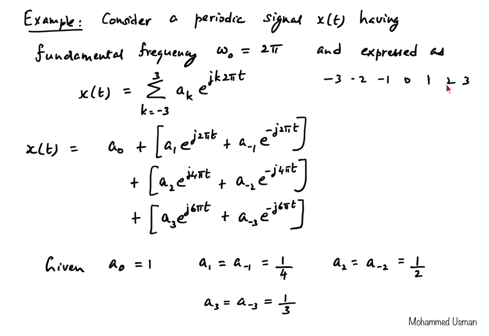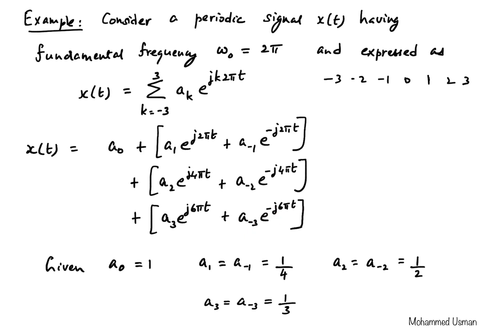Similarly, when k equal to 2 and -2, we get a2 e power j 2 into 2 pi, which is 4 pi t, and similarly for minus 2 it is a minus 2 e power minus j 4 pi t. Again, e power j 4 pi t and e power minus j 4 pi t are complex conjugates of each other, and they have the same frequency, which is 2 times 2 pi, which is 4 pi. And the last components we have are for 3 and minus 3, which give us a3 e power j 6 pi t and a minus 3 e power minus j 6 pi t. Okay, so we have our terms here.